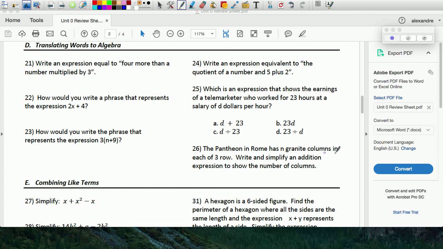Pantheon in Rome has n granite columns in each of 3 rows. Write an addition expression to show the number of columns. This is a column in each of 3 rows. This, I don't get it. We're skipping 26. Pantheon has n granite columns in each of 3 rows. Okay, I don't think grammatically that's correct, so we're going to skip 26.